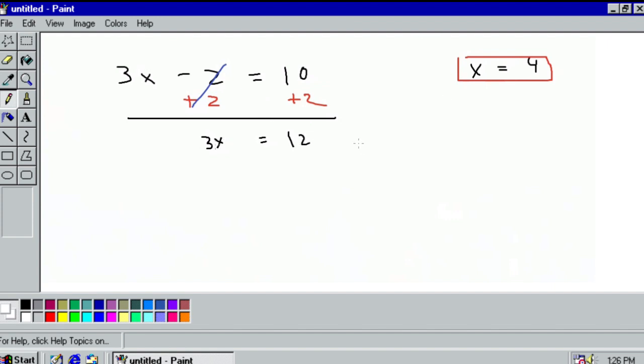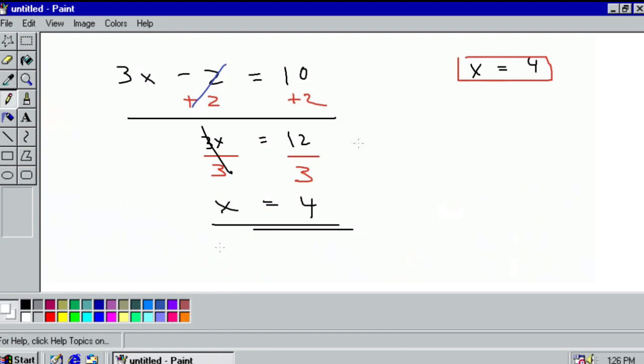Now let's divide both sides by 3. So the 3 will cancel, giving us x is equal to 12 divided by 3, so that is 4. So as you can see, we proved that x really equals 4.